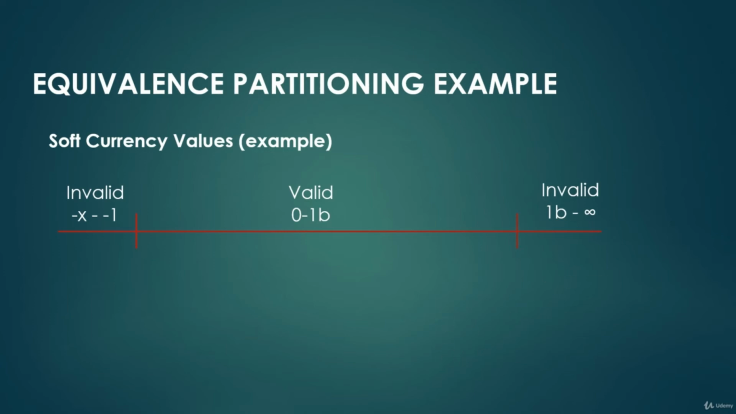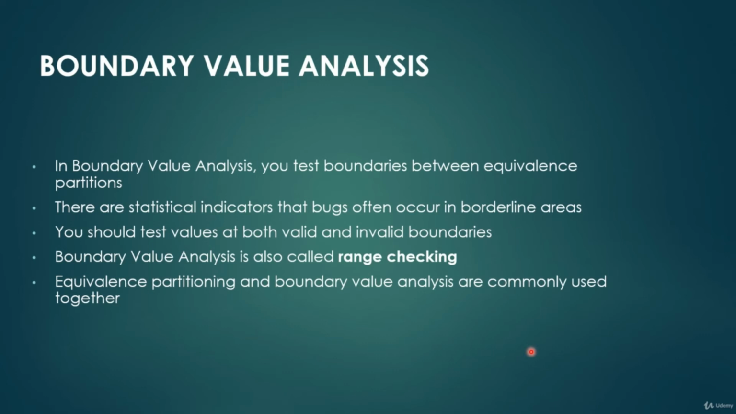Related to equivalence partitioning, we have something called boundary value analysis. As the word says, you're testing the boundaries between the partitions. So we are testing these borderline areas. Why are we doing this? Because there are statistical indicators that show that bugs most often occur in these borderline areas. And that's a very good rule of thumb, that bugs very often show up in software in borderline areas, when one thing is morphing into another one. These are always the areas where, if you have extra time, you should focus a bit of your testing efforts.